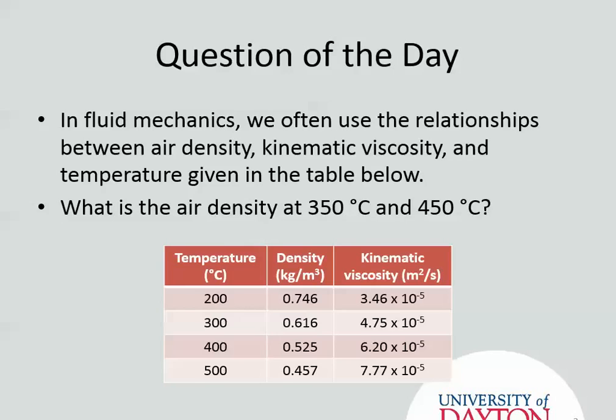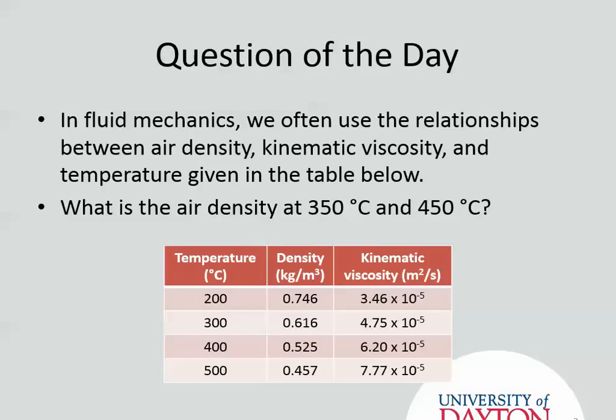So in fluid mechanics, we often want to know the relationships between air density, viscosity, and temperature. And we might be given a table of information like this in the back of our fluid mechanics textbook or something like that, but we might want to know some information that's not necessarily presented in the table. So we have temperatures measured at 200, 300, 400, and 500 degrees, and then the density and the viscosity at each one of those temperatures.